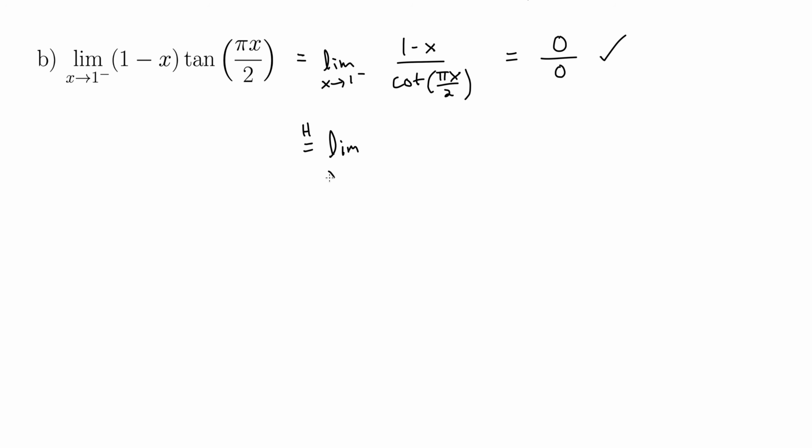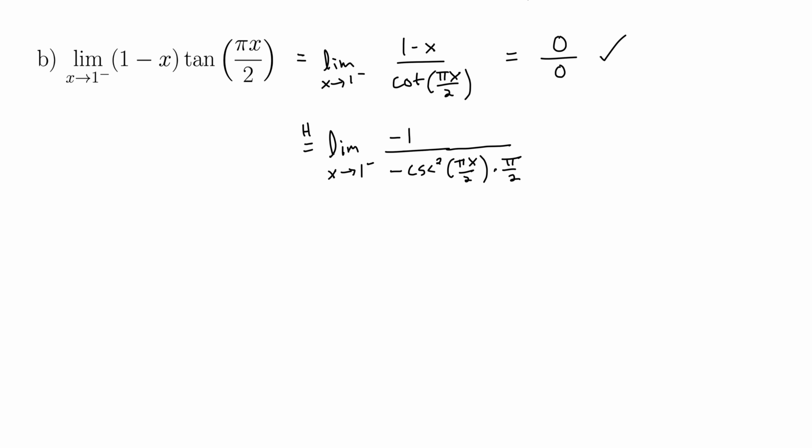Okay, so we have the limit as x goes to 1 from the left. Well, the derivative of the top is -1. However, the derivative of the bottom is slightly more complicated. We have negative cosecant squared of pi x over 2 times the derivative of the inside. Don't forget your chain rule there. So we have pi over 2 down there.